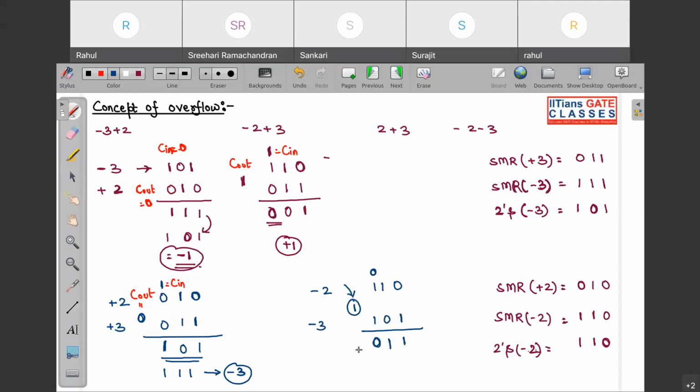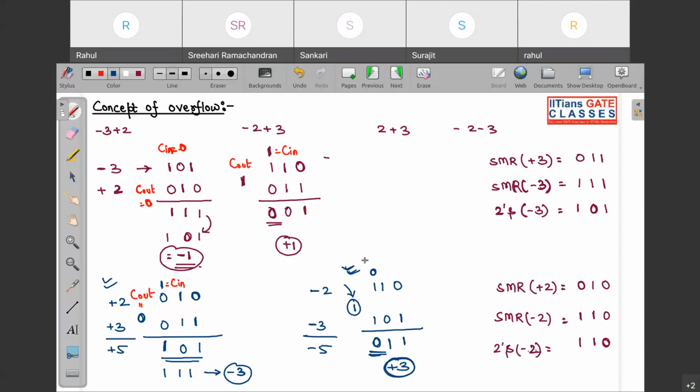Carry is generated, but here you can see that this is a positive number. If you look at this number in 2's complement and calculate the original number, this is +3. But we know -2 -3 is -5, and here it shows +5. So that means there is some problem in these two cases. This is known as overflow.